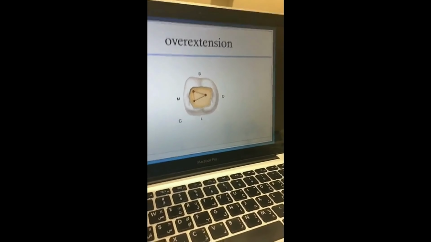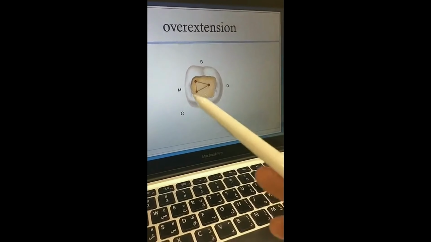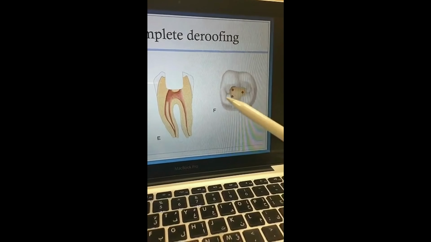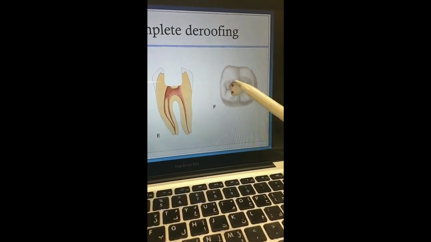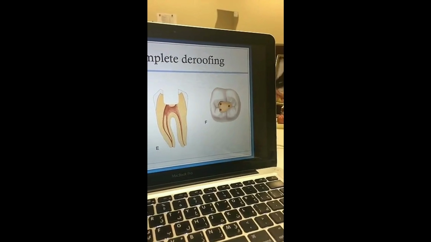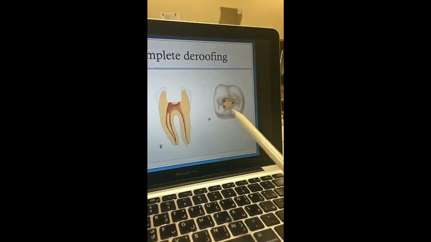The second mishap is overextensions. The problem with overextension that it will weaken the structure. Incomplete deroofing is the most common mistake we face every day with students in endodontics. The reason why students make incomplete deroofing because they lack the knowledge of root canal anatomy.